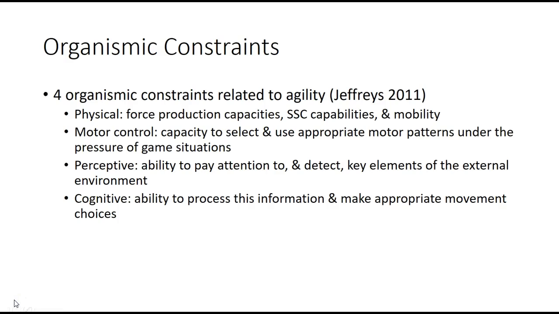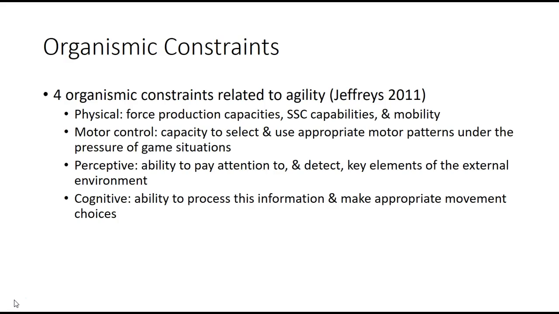If we were to break down the organismic constraints a little more clearly, we would know that there are four of them. The first component is the physical constraint: the athlete's force production capabilities, the stretch-shortening cycle capabilities of the muscle, as well as any mobility issues present with the athlete. We also look at motor control, which is the capacity to select and use appropriate motor patterns under the pressures of playing in the game and abiding by those rules.